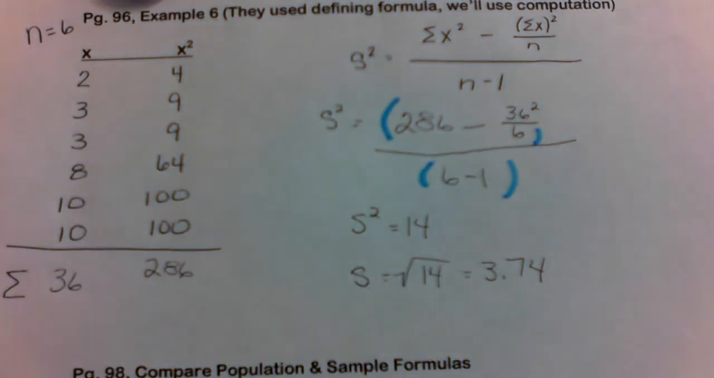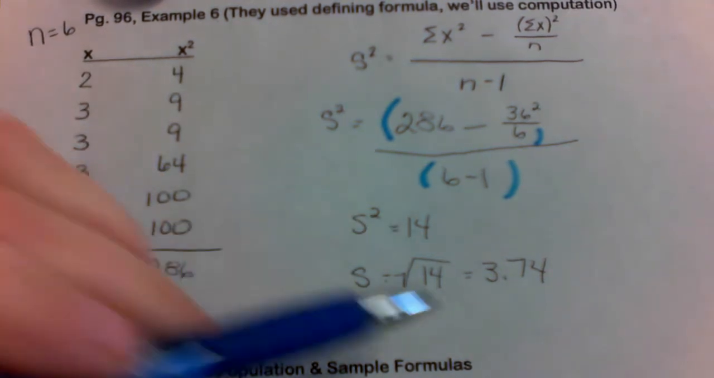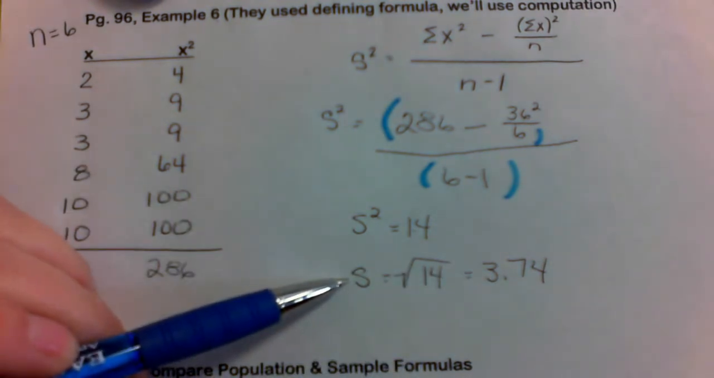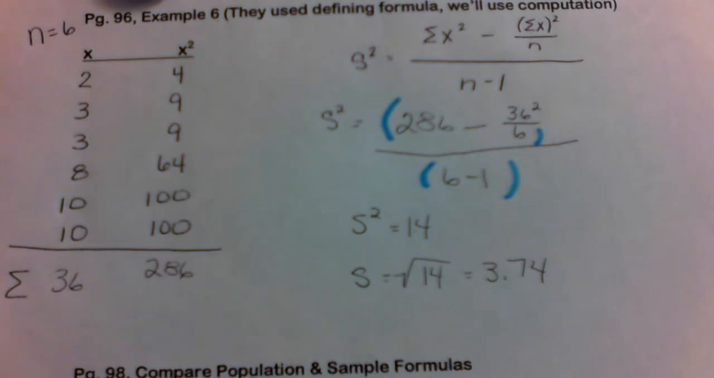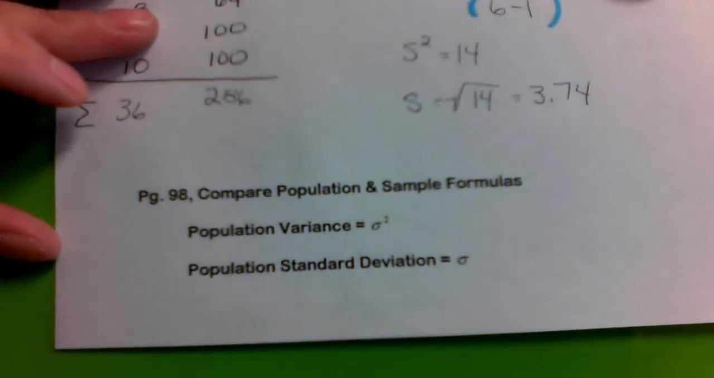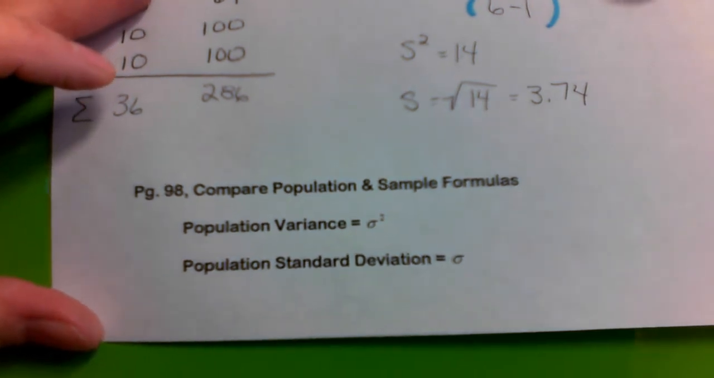And hopefully you know how to do the square root on your calculator. So 14 is the sample variance, 3.74 is the sample standard deviation. Now, the s squared and the s is a statistic because it refers back to a sample.